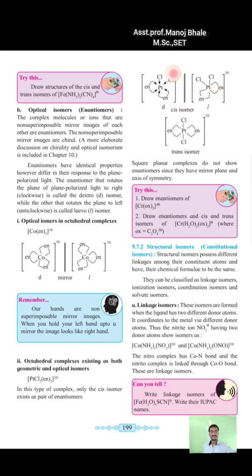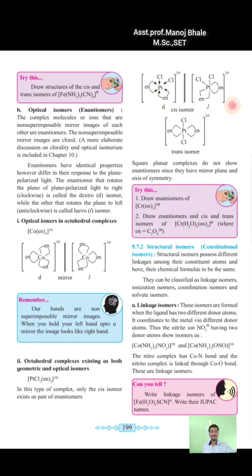In this example, this is the D form, a cis form, where similar ligands are on the same side. In the second example, this is a mirror plane. In a mirror, the image you see is exactly the opposite of the original. So the D form converts into the L form, because if light rotates clockwise in the D form, then in the L form light rotates anti-clockwise. So this is about the D and L forms.